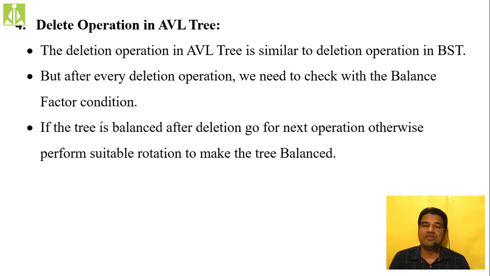So deletion, how we are performing, the same way we did in binary search tree. Deleting the leaf node, deleting a node with one child, deleting a node with two children. Three cases we have to follow. And after applying the delete operation, if your tree is losing the balance factor, apply the rotations to restore the balance. And if the tree is not losing the balance, don't apply rotations.